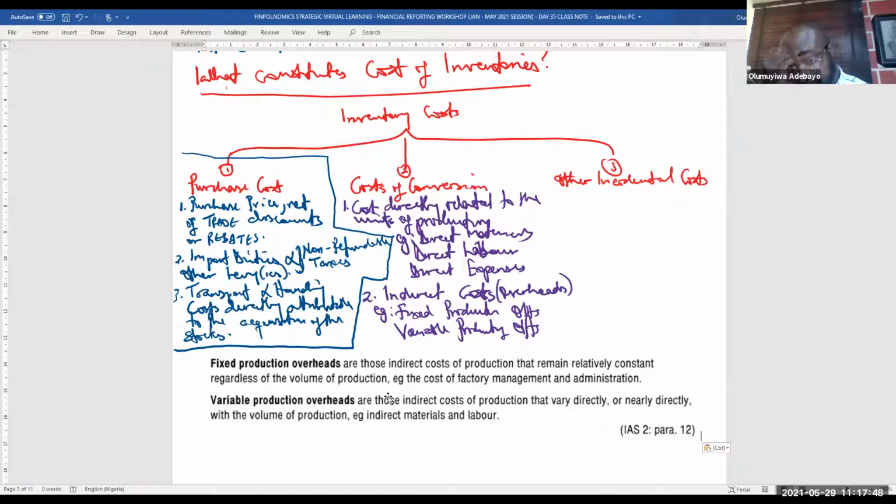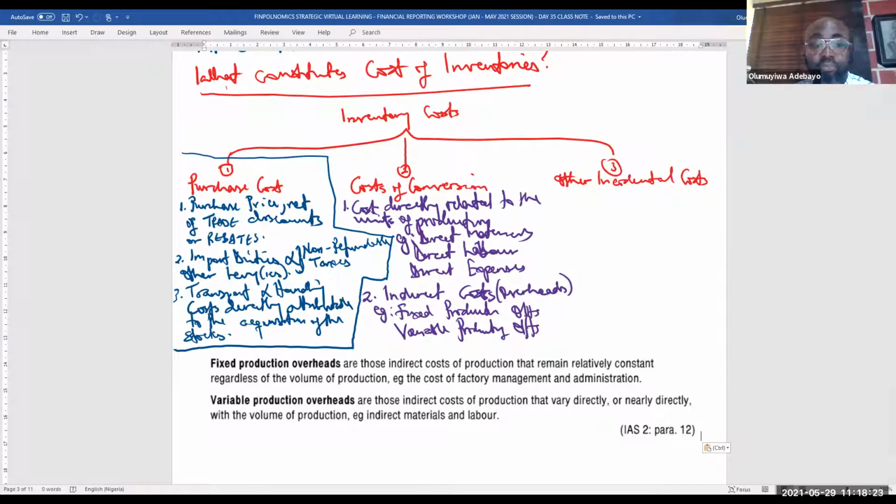And those that are not fixed, that is, they change with the level of activity, those indirect costs are what is termed variable production overheads. Those are indirect costs of production that rise directly or nearly directly with the volume of production, e.g. indirect material and labor cost. When you have casual workers, their costs are more or less going to be absorbed based on the production contribution. Okay, that is that.